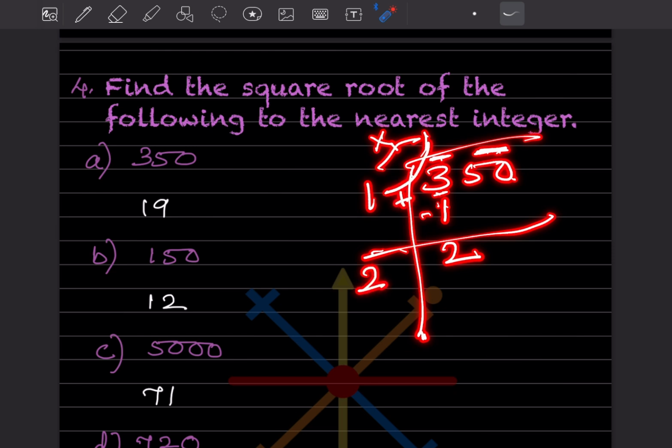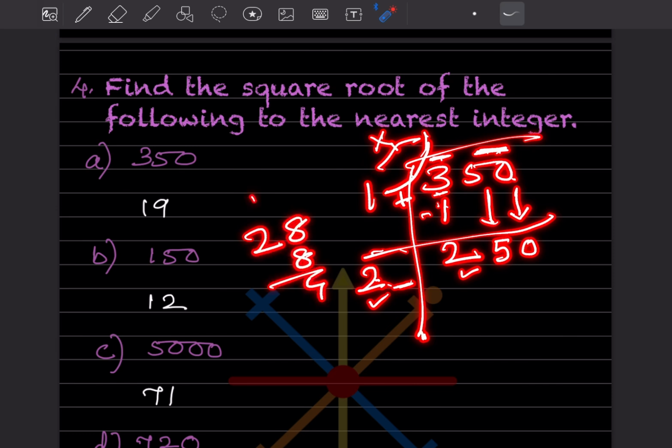So now you can see here also is 2, and here there should be some number over here. So now what will you do? You will take, always in this method we take the pair done and not a single number, 250. So what you can see here, if you are taking 28 eights, that is going to be 224, but this is 250.